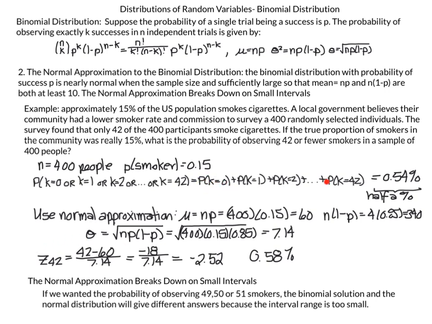It was from k equals 0 to k equals 42. If you wanted the probability of observing 49, 50, or 51 smokers, just an interval of 3 numbers, that would be too small. And your normal distribution will give you different answers than what you would get from the binomial distribution. So in this case, if there's only 3, I would calculate them explicitly instead of using the normal approximation.